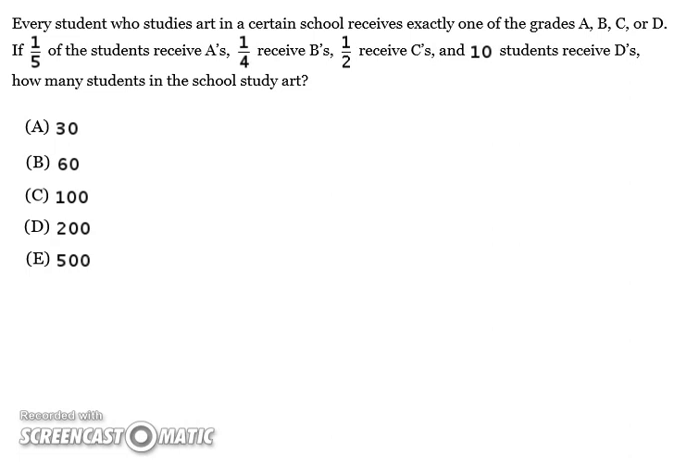This is the official SAT question of the day from the College Board website from October 28, 2015. I'm going to show you how to answer it. Every student who studies art in a certain school receives exactly one of the grades A, B, C, or D. If 1/5 of the students receive A's, 1/4 receive B's, 1/2 receive C's, and 10 students receive D's, how many students in the school study art?